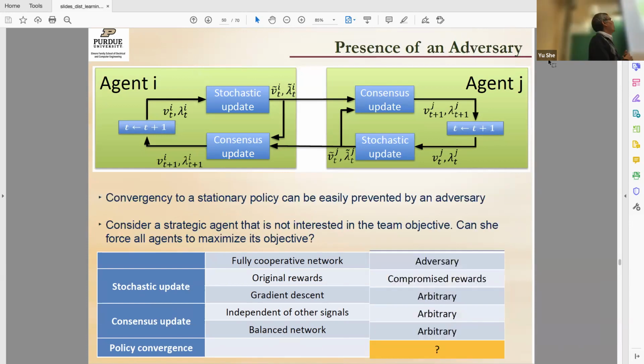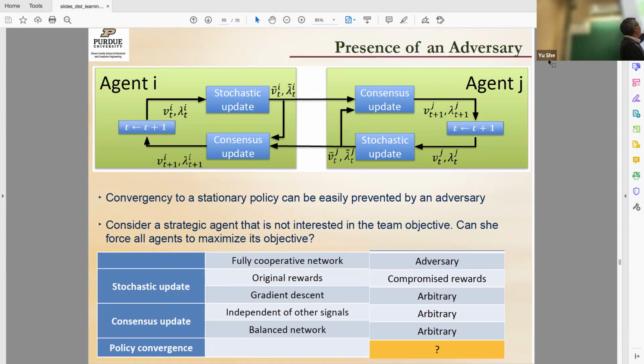Okay. Now, what if there is an adversary or a strategic agent? One of the agents does not care about the team. So the problem needs to be posed a little bit carefully, right? Because if all the strategic agent wants is that nobody should converge, that's very easy. I can just transmit garbage at every time step, and consensus will not converge, and so the algorithm will not converge.